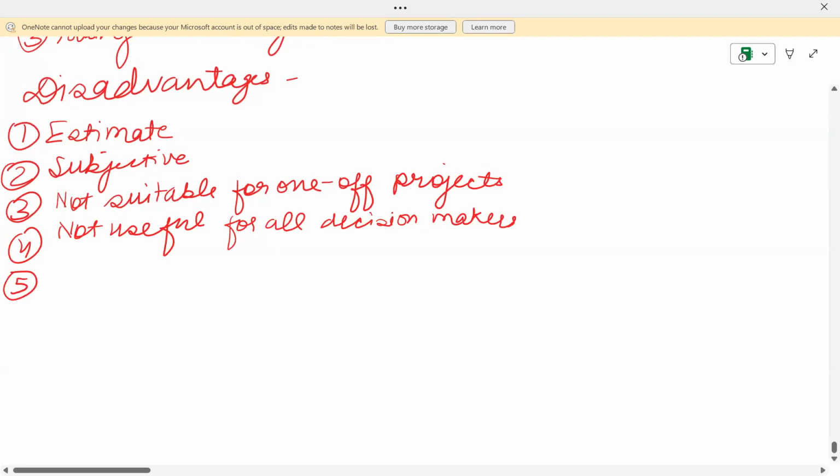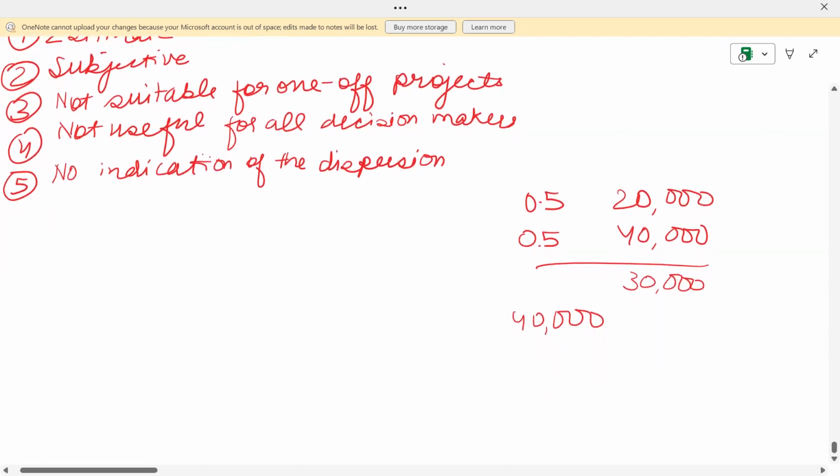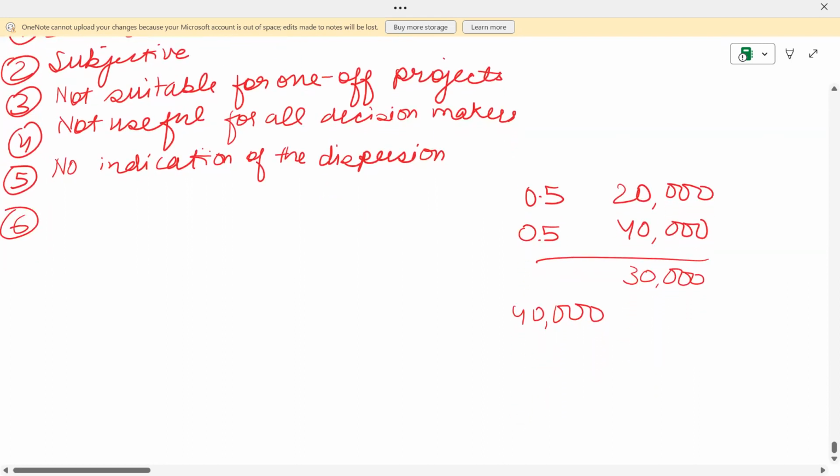Another thing is that there is no indication of the dispersion of outcomes. Let me just explain that. So probably, if 0.5 is, let's suppose, 20,000, 0.5 says it's going to be 40,000. So my expected value is going to be 30,000, but who knows, my actual outcome could actually be 40,000. So over here, I do not get any indication about the dispersion, that how far my real outcome can actually go.